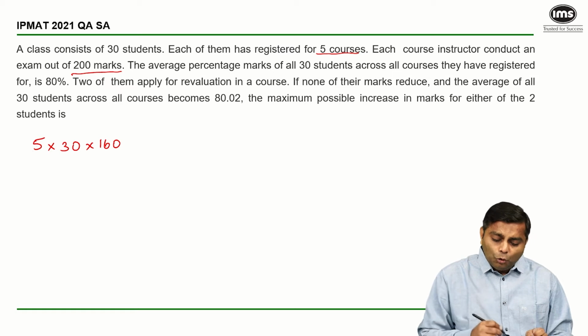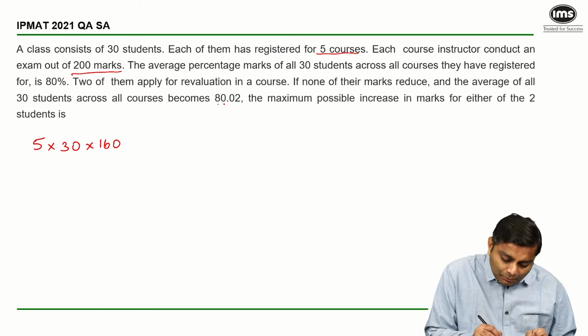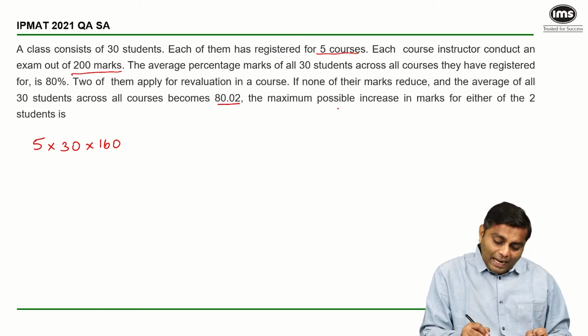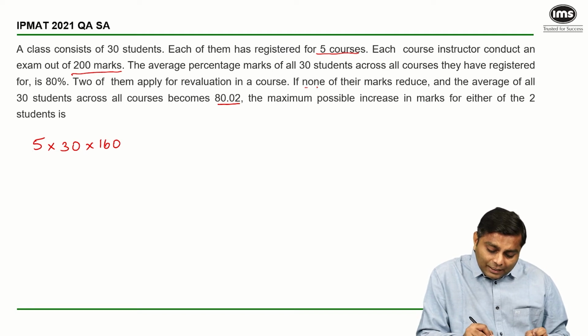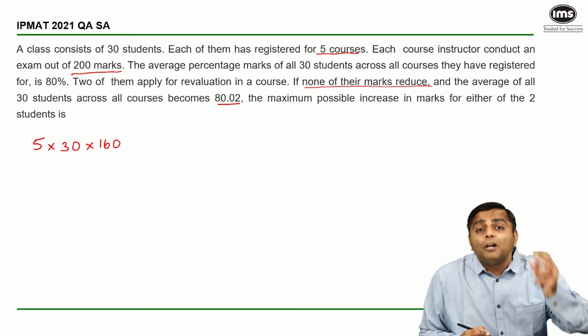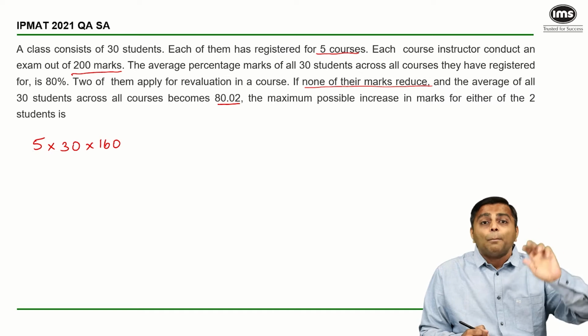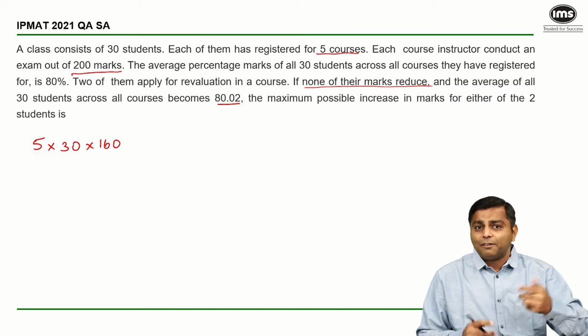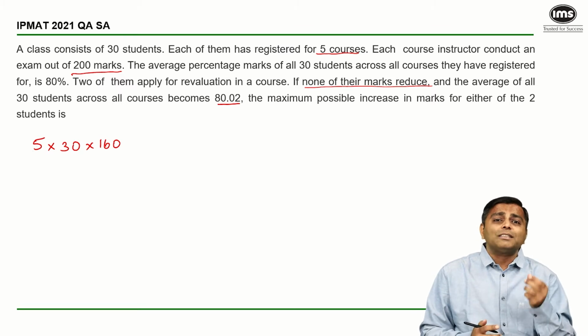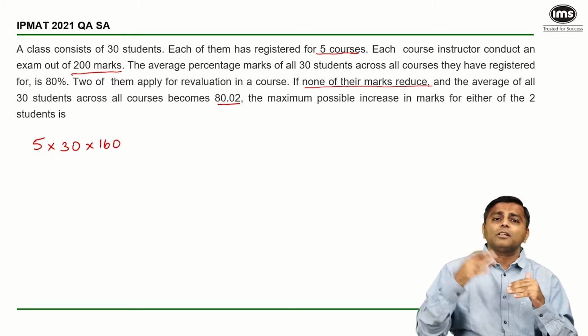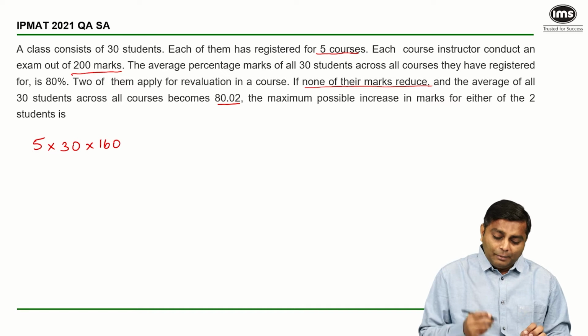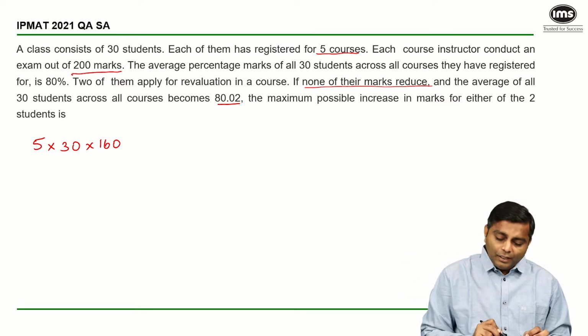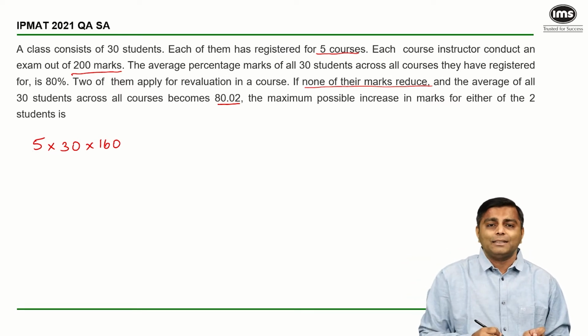Now, the new total is going to be, they say that 2 students applied for reval and none of their marks reduced. So at worst, the marks could have been the same, but obviously not for both of them. If for both of them the marks are the same, then the average would not have increased. There would have been 0 increase. So at worst it can be 0 for one of them and the other got all of it. Then the average has become 80.02.